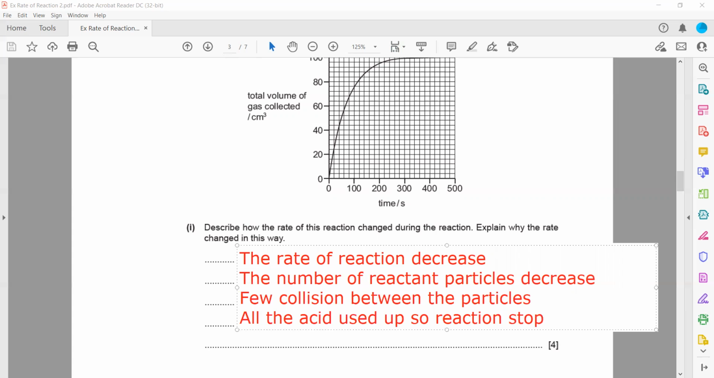So in the beginning you will have more particles, that's why there's a faster rate, as a steeper slope is there. But with the passage of time, the slope is decreasing, the rate is decreasing, and eventually the rate will be zero. Why is the rate zero? Even though you have excess magnesium carbonate, meaning more than enough magnesium carbonate, the acid is used up.